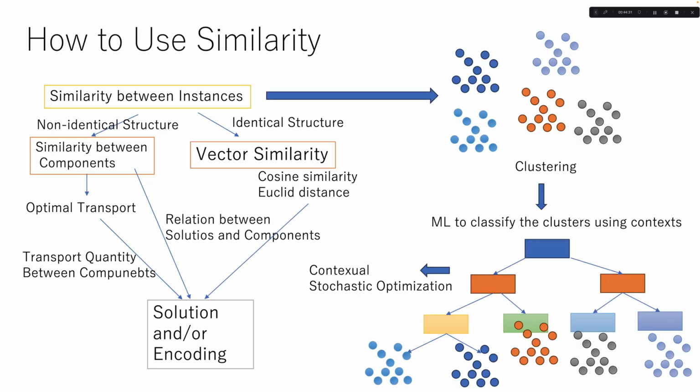When a distance between problem instances is defined, it becomes possible to construct a solution for a new problem instance from the solutions of similar problem instances. Additionally, clustering of problem instances becomes feasible using distances. When context is provided, it is possible to create a decision tree for classification into clusters. By assuming that problem instances contained in the leaves of the decision tree are randomly generated, it is also possible to use contextual probabilistic optimization.